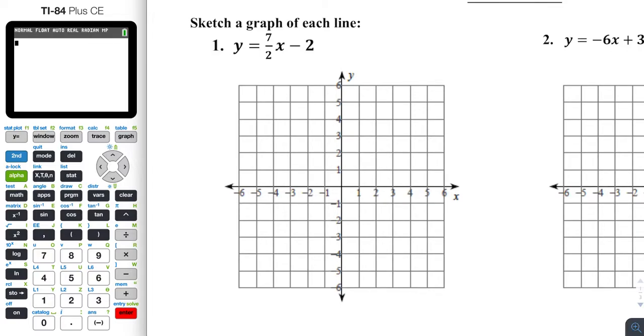So we're going to start with our -2. That is our b value. So we are going to plot a point at -2. And then our slope is 7 over 2 with our rise over our run. So that means we're going to rise 7. So 1, 2, 3, 4, 5, 6, 7. And then we're going to go to the right 2 spots. And then we just have to connect those 2 spots. So that should be the look of our graph on number 1.